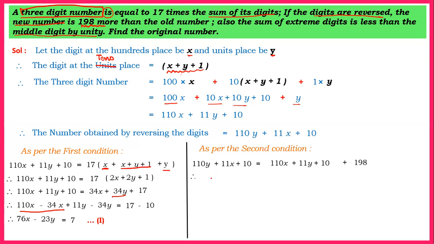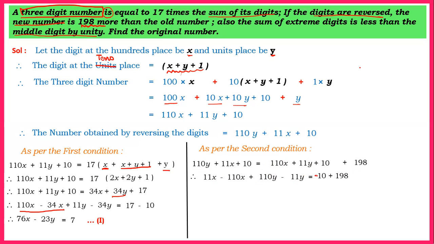Let us put the like terms together. Therefore, 111x as it is, 110x comes to the left hand side, it becomes minus 110x, plus 110y as it is, plus 11y shifts here, it becomes minus 11y, plus 198 as it is, plus 10 shifts here, it becomes minus 10. It is as simple as that.